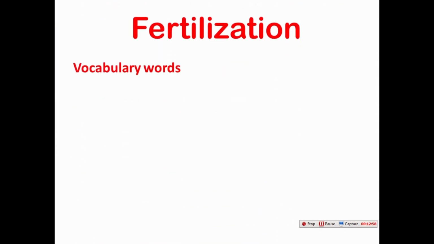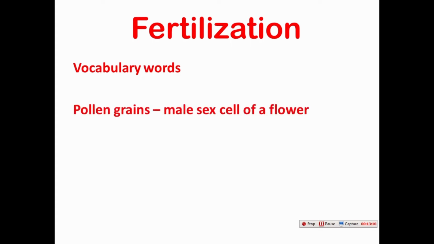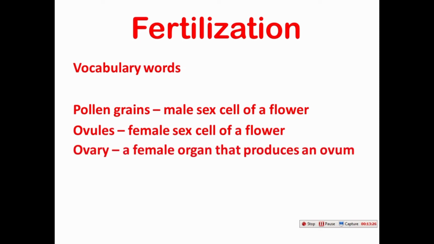Okay, the next process is called fertilization. After pollination, the process is what we call fertilization. So we have vocabulary words for fertilization. First one is pollen grains. What are these pollen grains? These are the male sex cells of a flower. Ovules, the female sex cells of a flower. Okay, ovary, this is a female organ that produces an ovum.